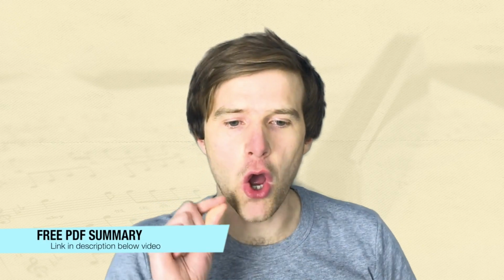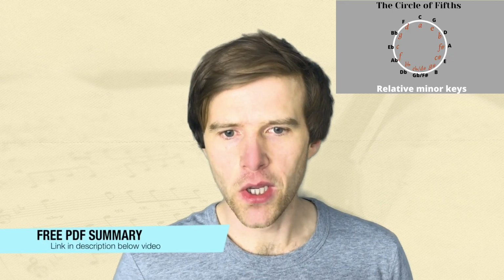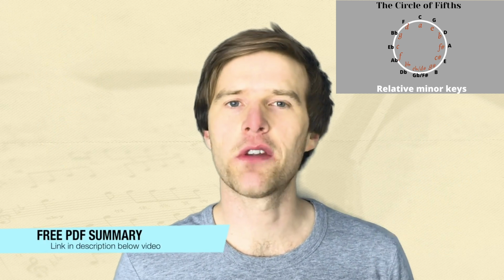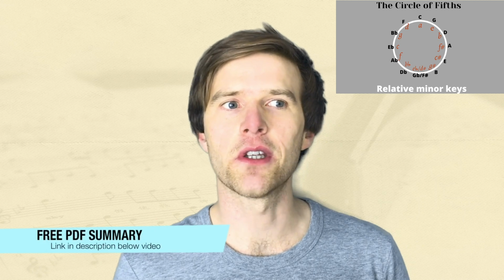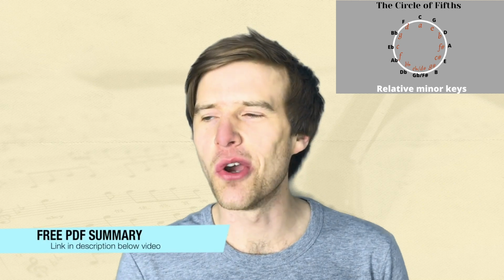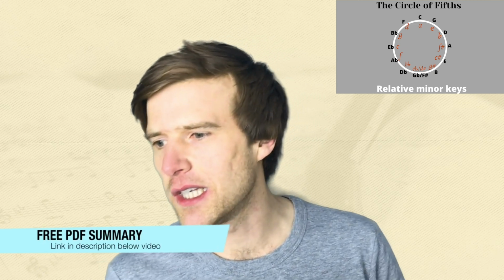Okay, one more thing that's often added to this diagram is the relative minors. So I mentioned that every key has a certain combination of either sharps or flats that is particular to that key. But each major key has a relative minor. So what that means is that C major has a minor key that contains the same notes. It's just that you're starting on a different note, so it sounds different. And every key has one of those. Every major key has a relative minor.